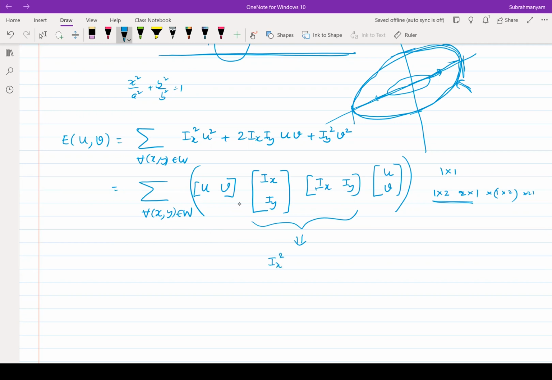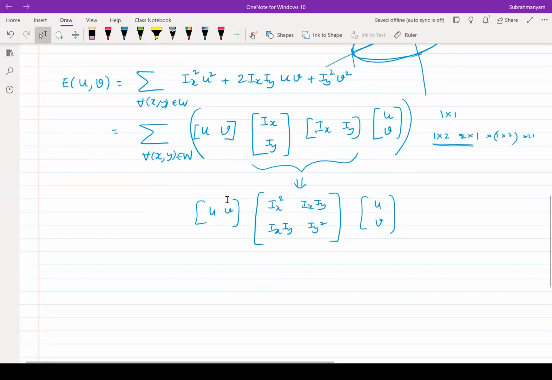This and this, then what? Ix Iy, and then Ix Iy. This is Iy square. I'm just simply multiplying those matrices. Then I have here u, v, and then u comma v. Now this is a 2 cross 2, 2 cross 1, 1 cross 2.